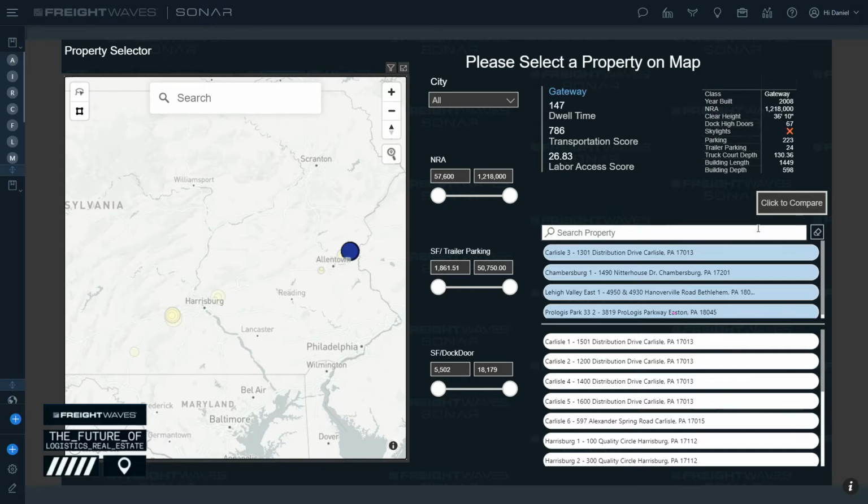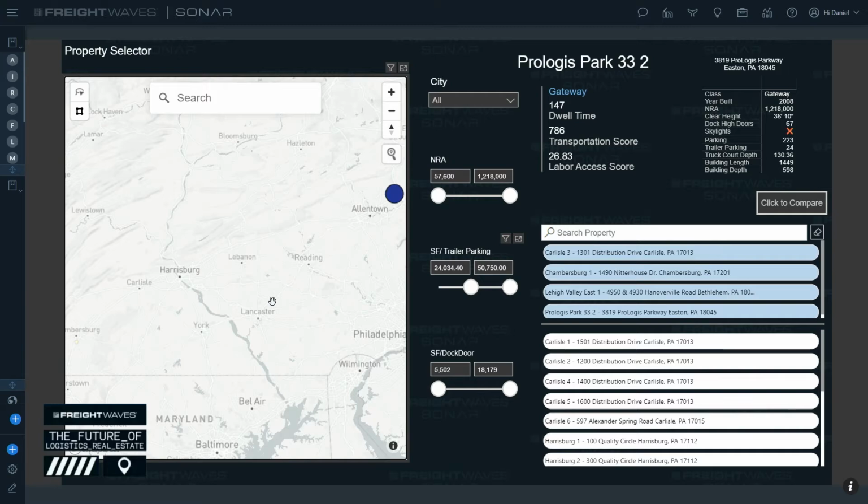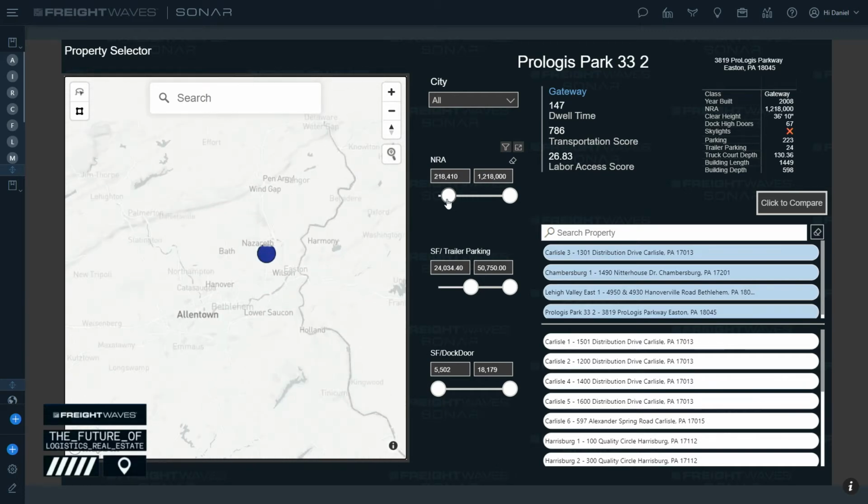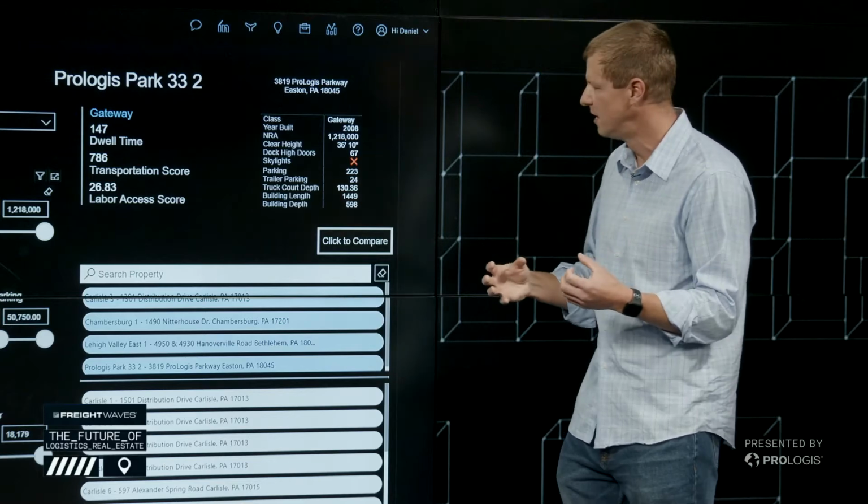So we've got parking, a lot of high level, square footage, any kind of filtering that you need to do here in terms of if you're targeting a specific amount of trailer parking, square footage, dock door availability, etc. Again, this is more of your real estate data and stats that are going to help you quickly identify, okay, does this fulfill my service requirements at the base level?